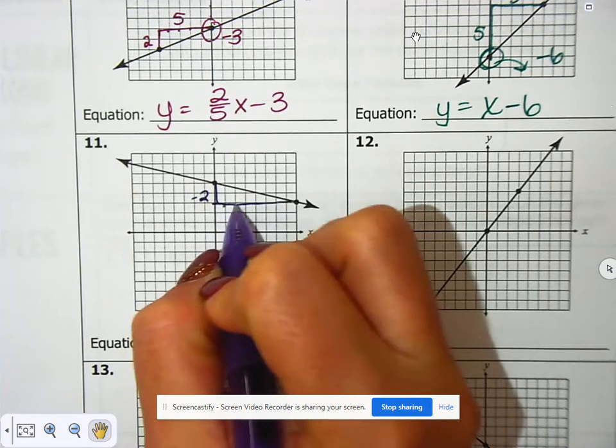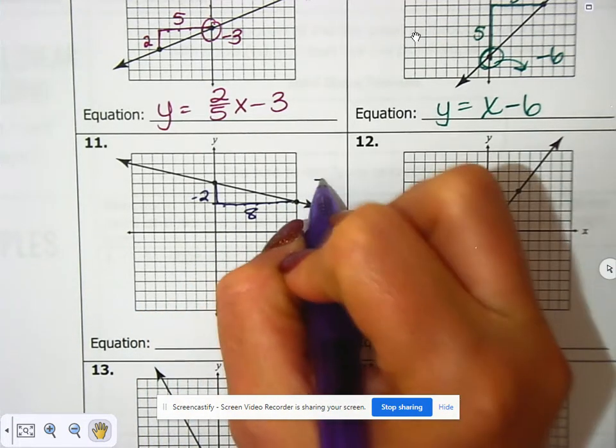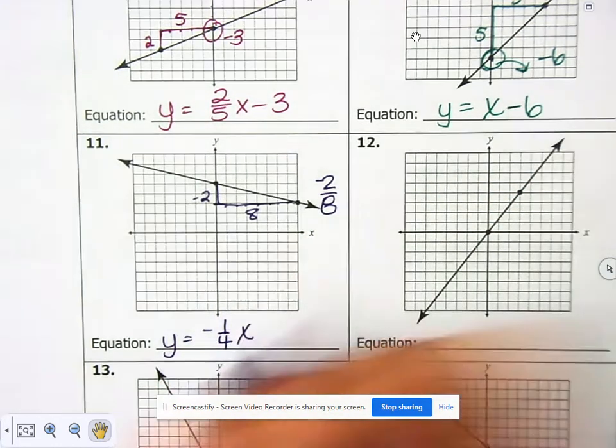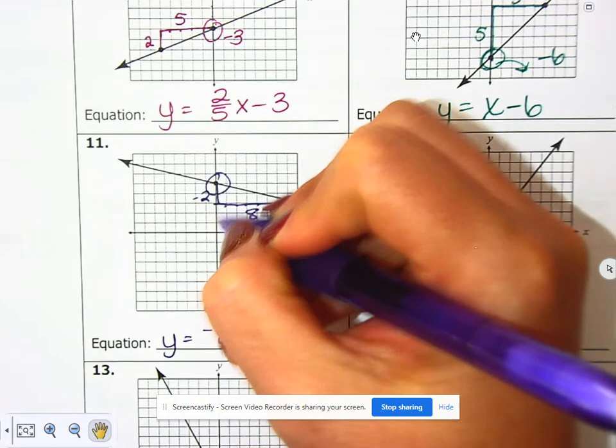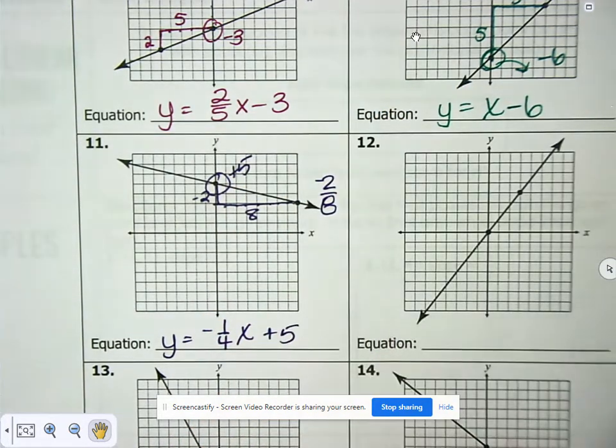Okay, down 2, that's a -2, and over 8. So again, -2 over 8 is going to become -1/4. And then our y-intercept is here at 1, 2, 3, 4, 5. So +5.